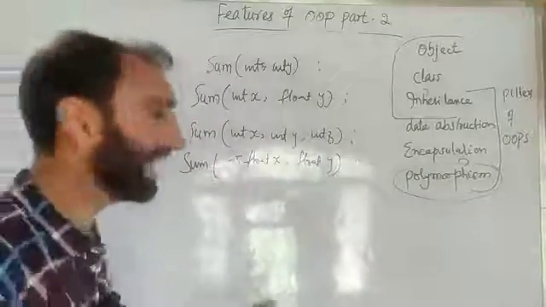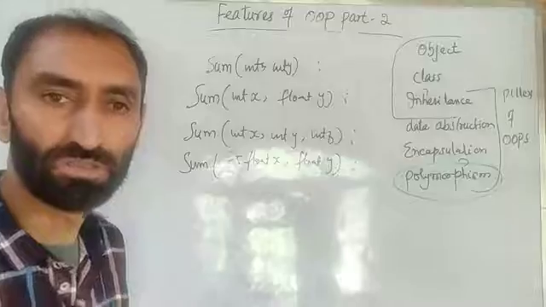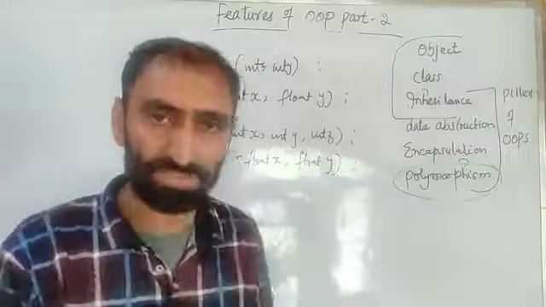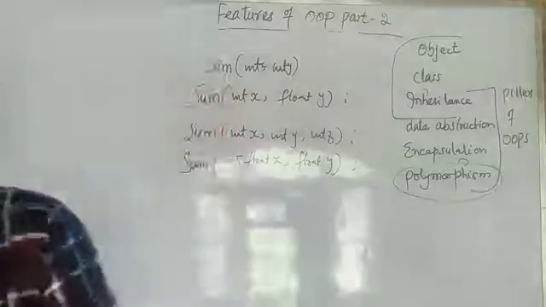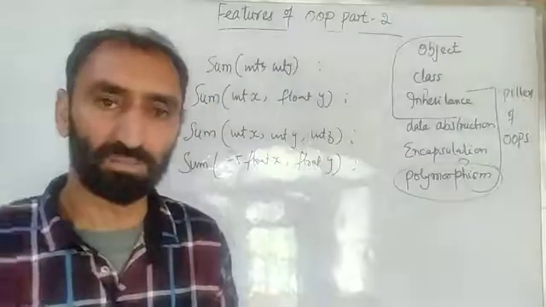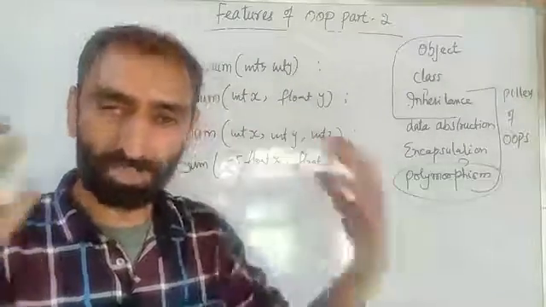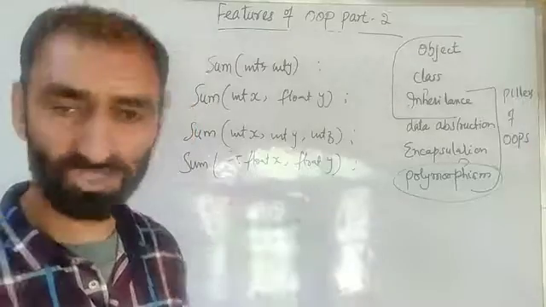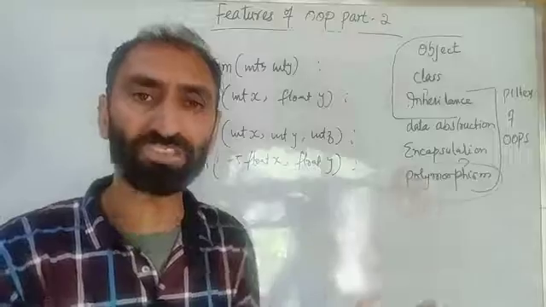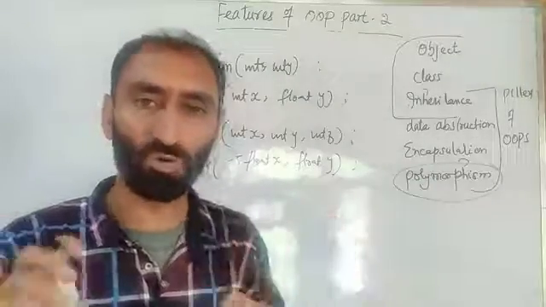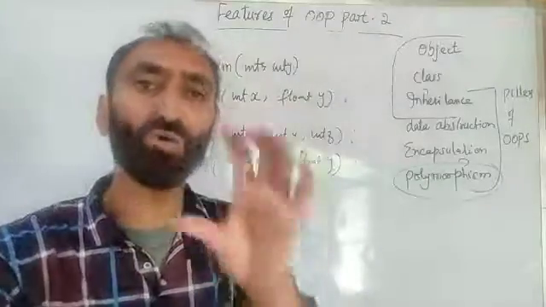In programming, we can achieve this polymorphism in two ways: either by overriding or by overloading, either operator overloading or function overloading. So we can achieve polymorphism in code by two ways, overloading and overriding.